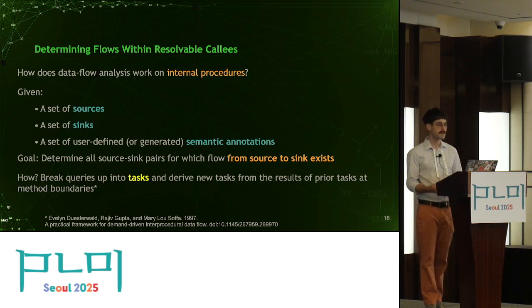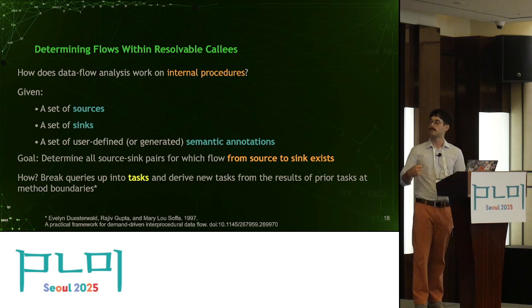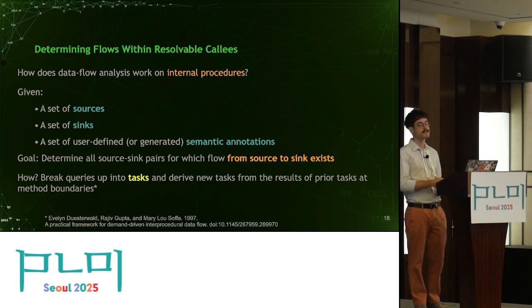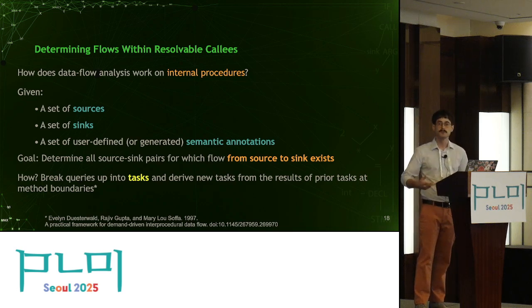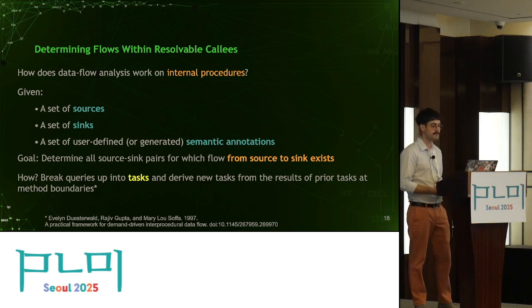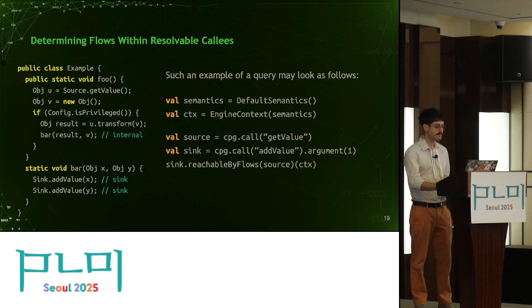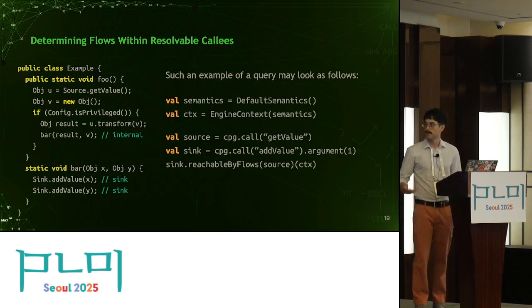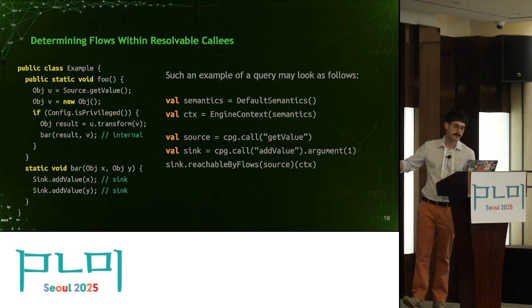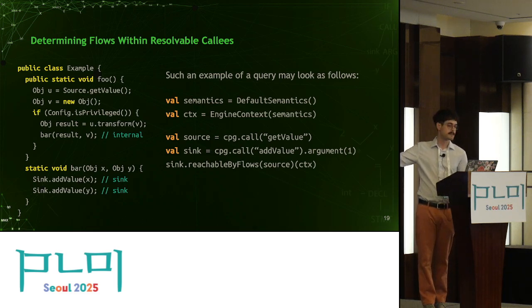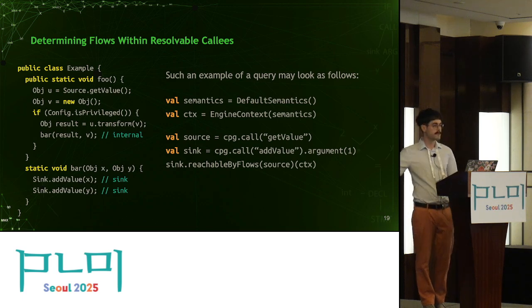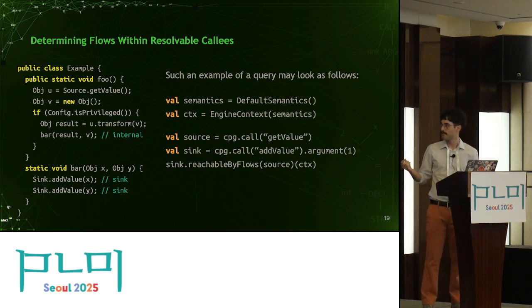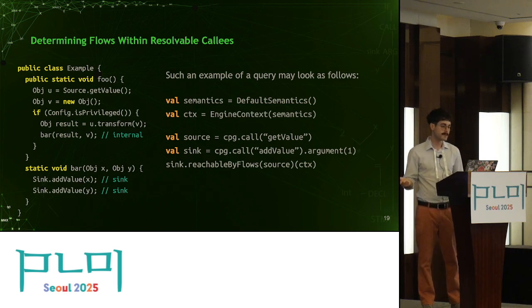And how is this practically done? Well, we break the query up into tasks, and the results from each task could either be standalone or generate new tasks to be solved at method boundaries. So such an example could look like the following. So we have our semantics. This is Scala code, by the way. Joern has a default semantics object that describes basic operators.